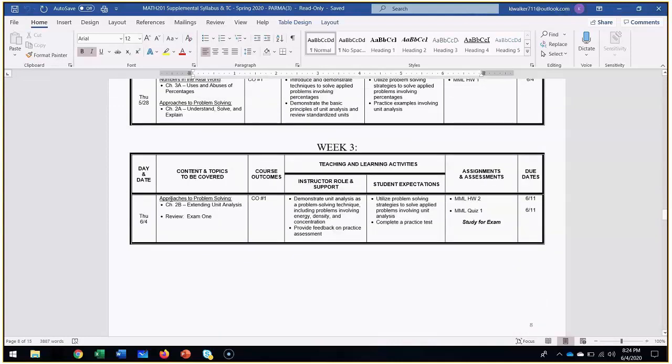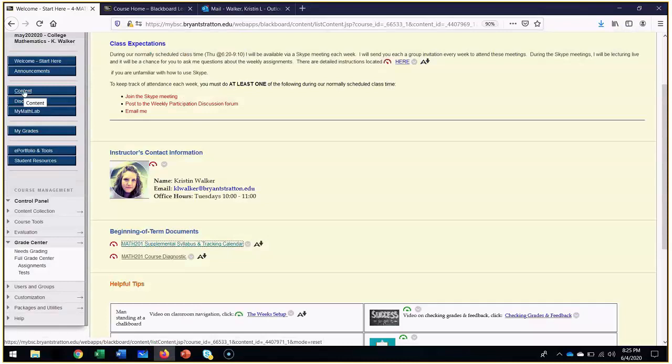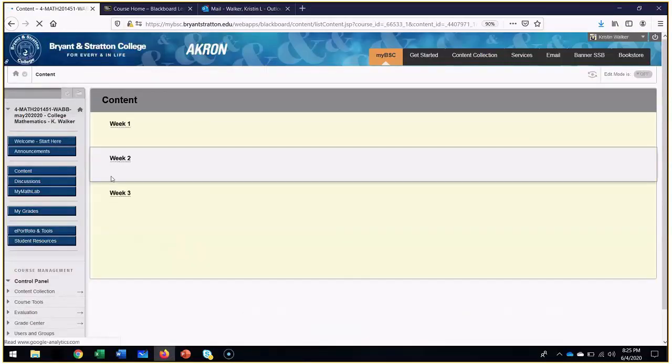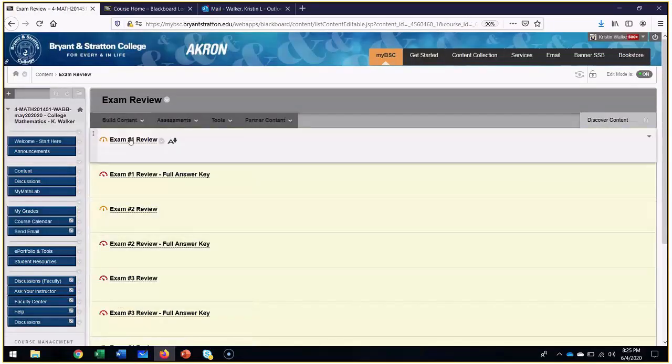Here's week 3. This is the section we just did. These are your two new assignments that will be posted in my math lab, both due next week. Underneath, see how it says Review Exam 1 and Study? Here is what I have for you to help with that. Beyond the homework and the quiz, in Blackboard under Content, I'm going to have to unlock this too. In week 3, I will have an exam review for you guys, and this is what it looks like.